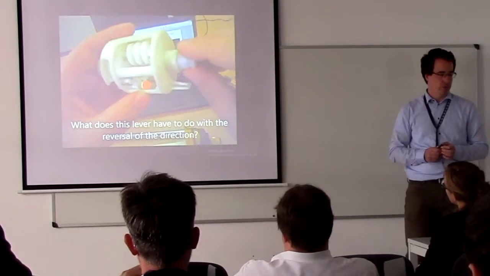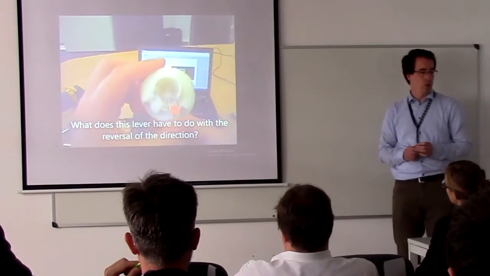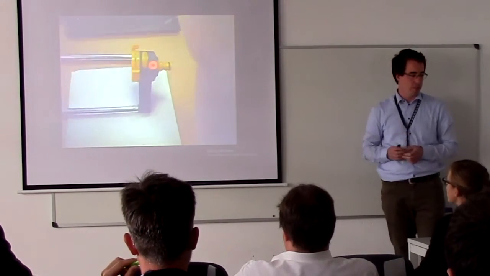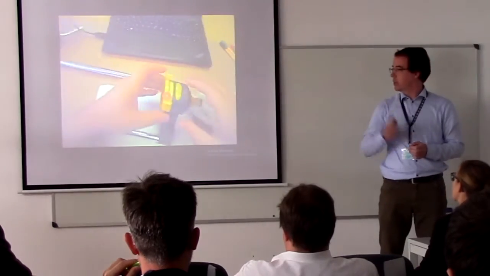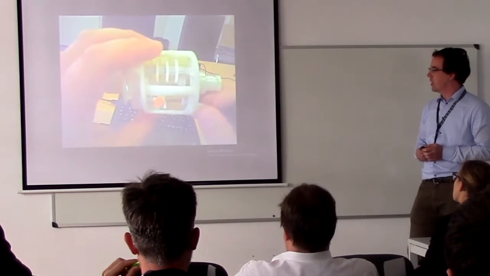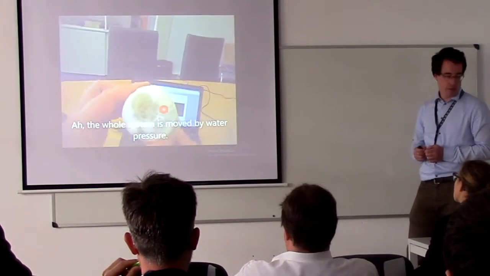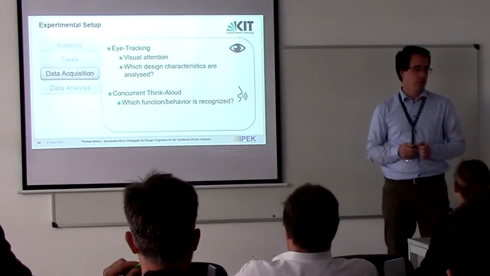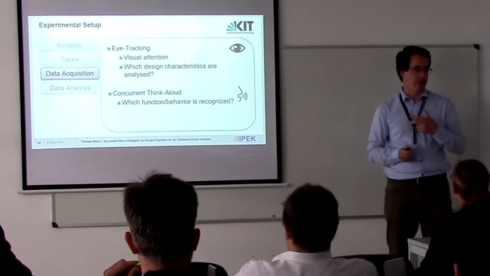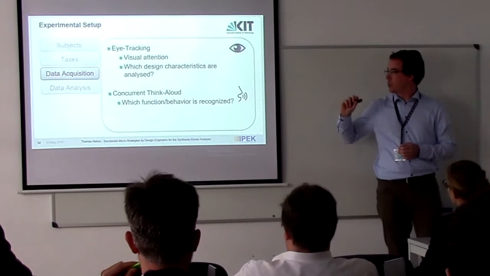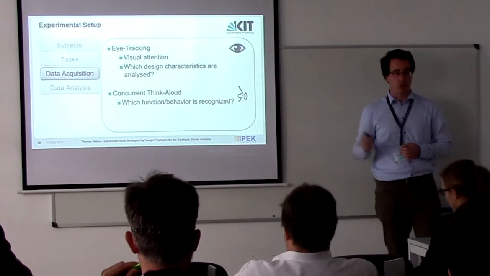And here is a video of a participant analyzing the lawn sprinkler, or part of it. And although he should think aloud, he doesn't do it. But with the eye tracking we can still see which parts he's analyzing. And in the end, he gets to the point that he analyzed the function and understood it. And now we can analyze at which part they recognize which function.